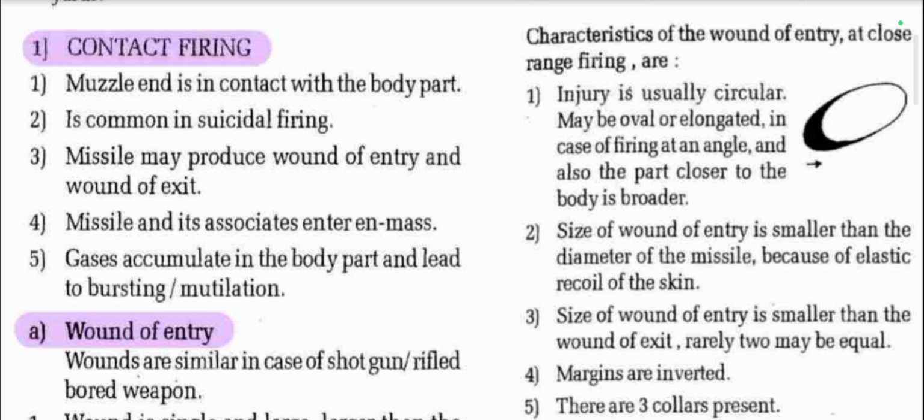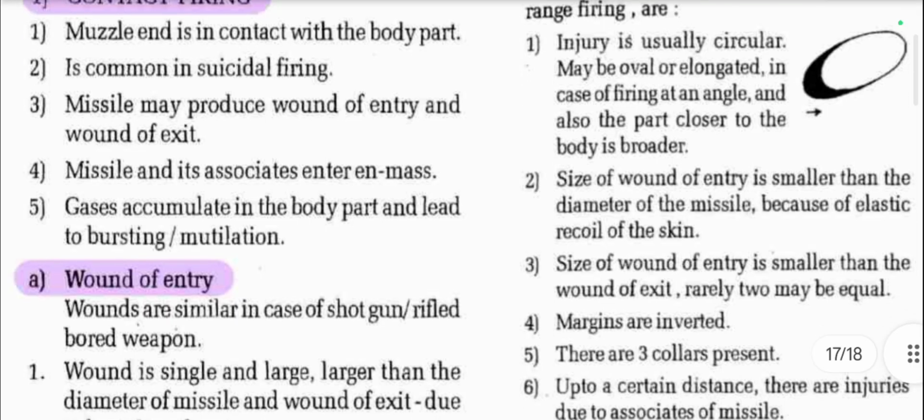Missile and its associates enter en masse. Gases accumulate in the body part and lead to bursting or multilesion. Obviously, imagine if a muzzle end is in contact with brain or skull or say any body part, then due to the expulsion of gases, there would be bursting of lead.